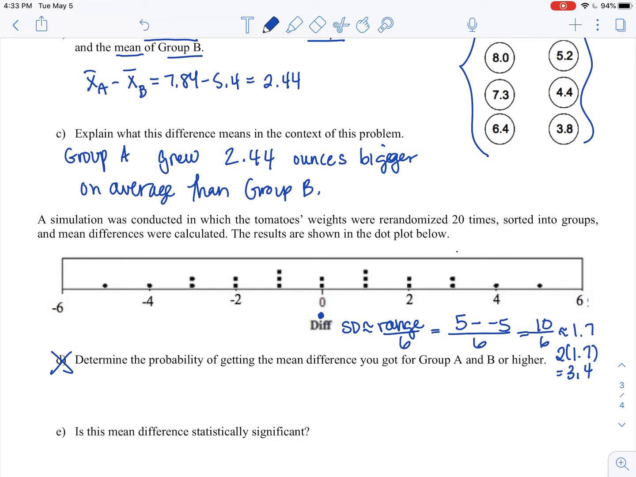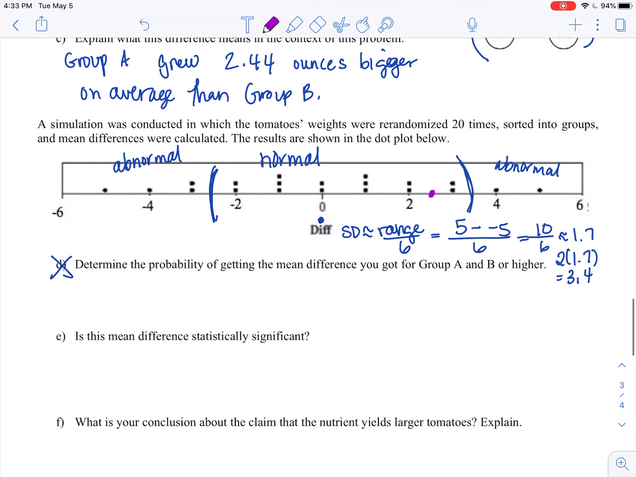If I go to the right 3.4 units, it's about here. If I go to the left 3.4 units, it's about here. Everything that falls within this range is considered a normal difference in means, just solely a result of the way the two groups are broken up. Anything outside of that would be considered abnormal, and abnormal is what we consider to be statistically significant. So let's take a look at where 2.44 falls. 2.44 definitely falls within the normal range.